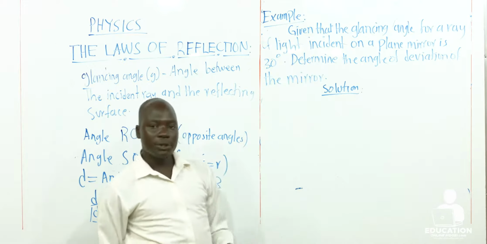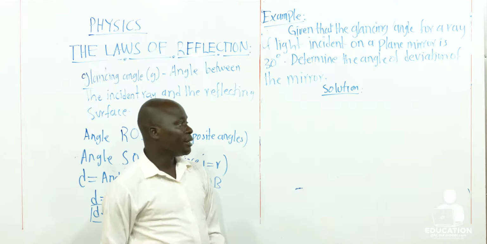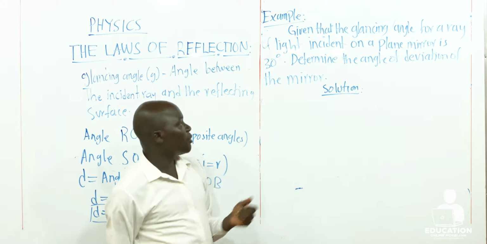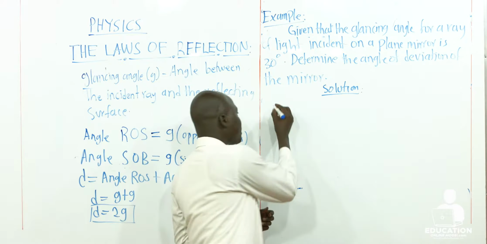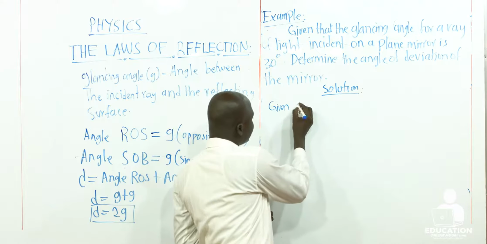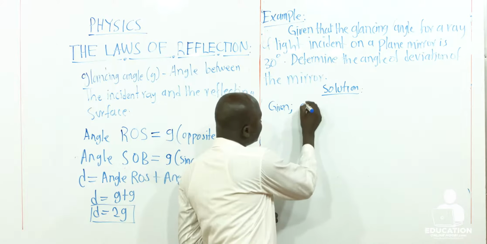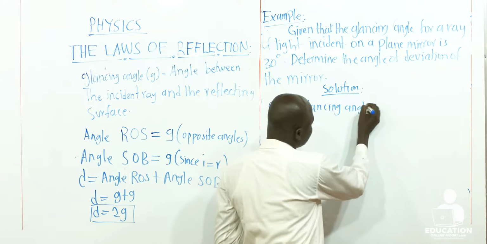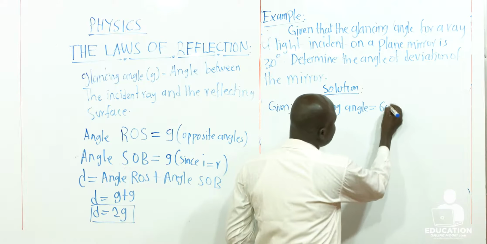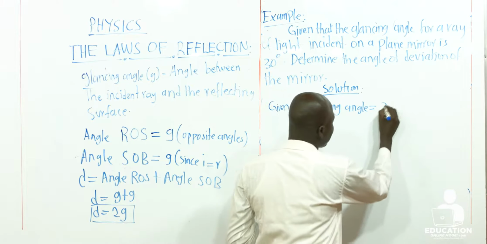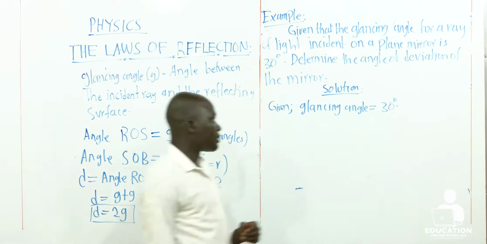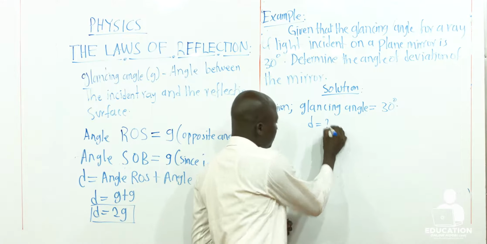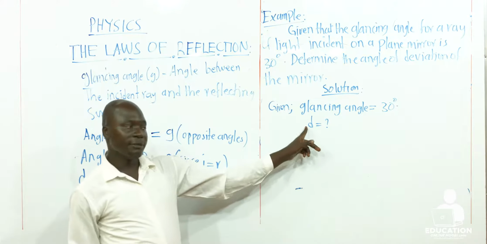Then we read through the question and we find out what is given in the question. Now reading through, we shall find that the glancing angle is given to be 30 degrees. So given: glancing angle is equal to 30 degrees. And you are asked to get D, which is the angle of deviation.